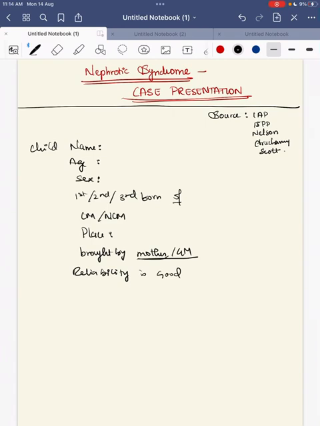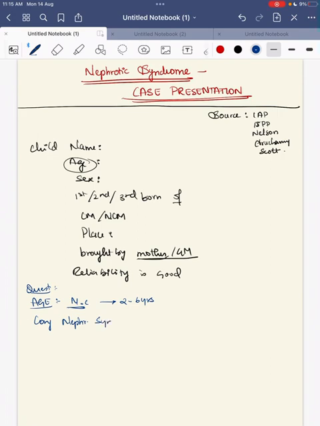From this, what are the possible questions that can be asked in your viva? The possible questions can be according to the age. So what is the most common age group of presentation of nephrotic syndrome? Question, age. The most common age group of nephrotic syndrome is between 2 to 6 years of age. How will you classify nephrotic syndrome according to the age group?